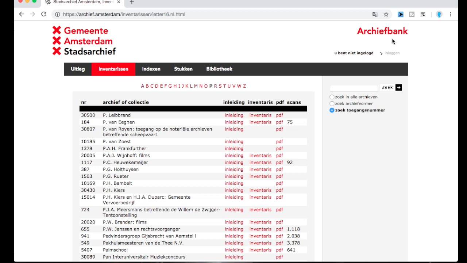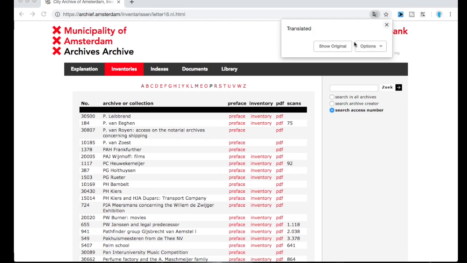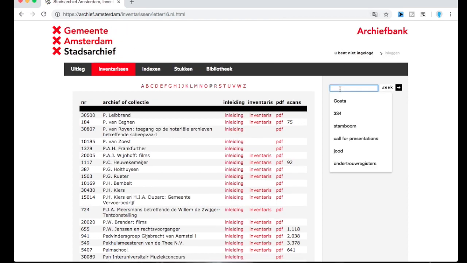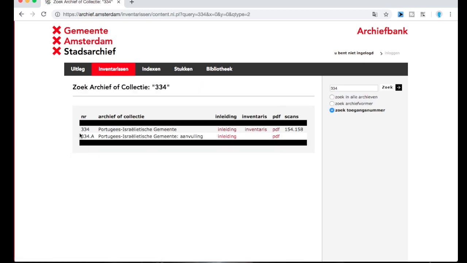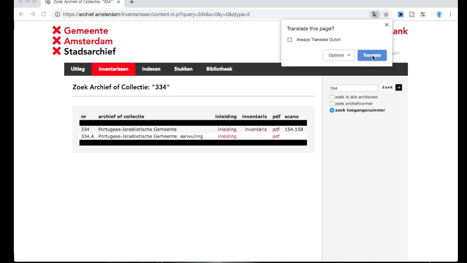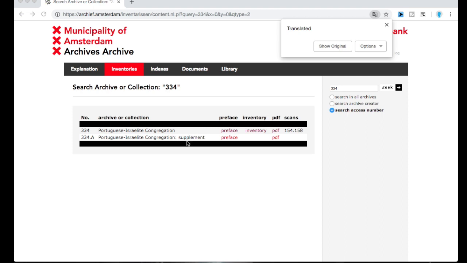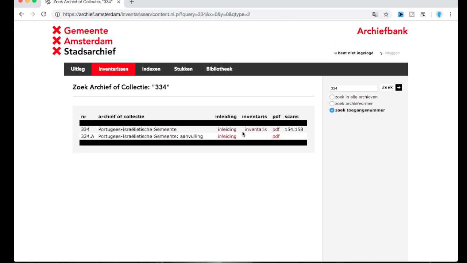So if we're going to translate that, you're going to see that it goes search access number. So for our case, we want 334, so we just do 334, and boom, there we go. It gives us 334, and then there's also another subcategory of 334, and that's just a supplement. So showing the inventories, first we're going to show the leading.